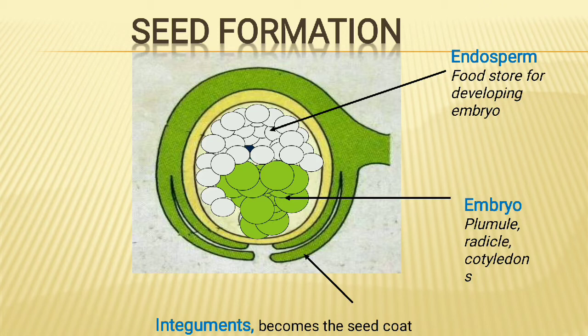In monocots, it is single. In dicot, it is two cotyledons. What does the integument become now? We know the fate of the embryo and endosperm. What is the fate or future of the integuments? Integuments become the seed coats. When you observe a seed, there will be a covering, right? That seed coat is nothing but our integuments.